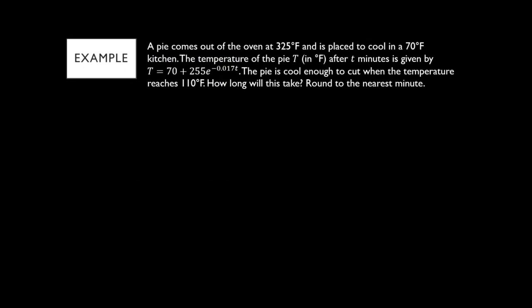A pie comes out of the oven at 325 degrees Fahrenheit and is placed to cool in a 70-degree Fahrenheit kitchen. The temperature of the pie in Fahrenheit after t minutes. So we got capital T and lowercase t. Capital T is temperature, lowercase t is time. Is given by T equals 70, so 70 is the temperature in the environment, plus 255 e to the negative 0.017t. Now the 255 is the difference between the 325 and the 70.